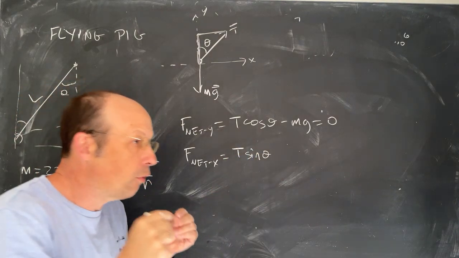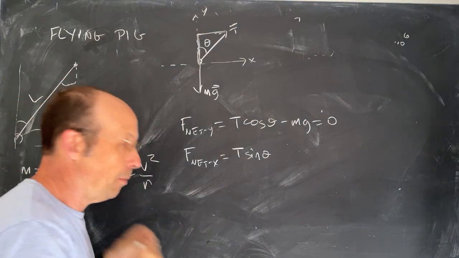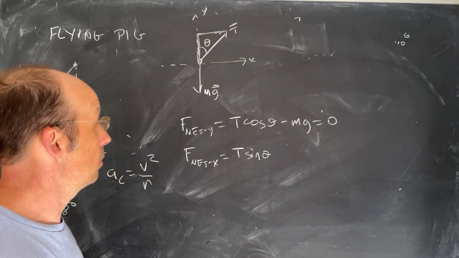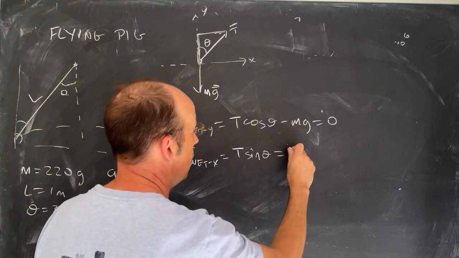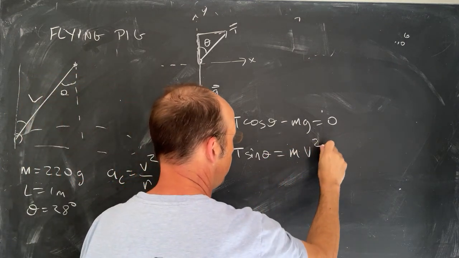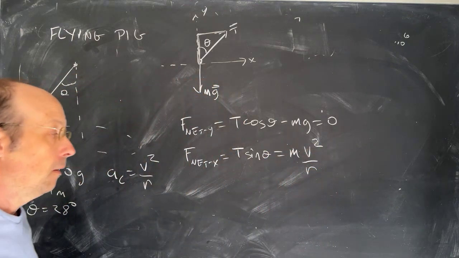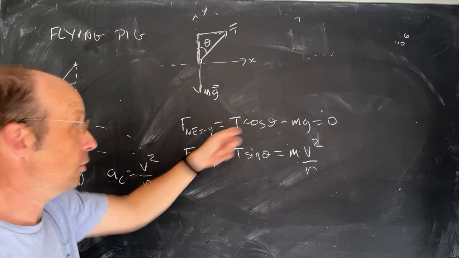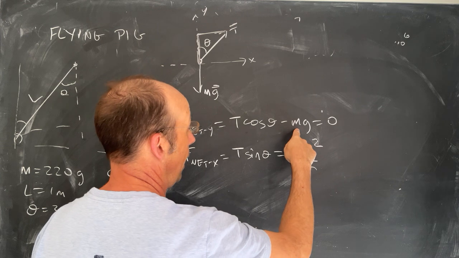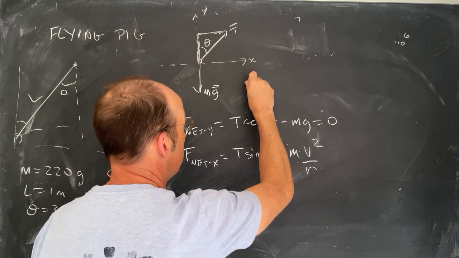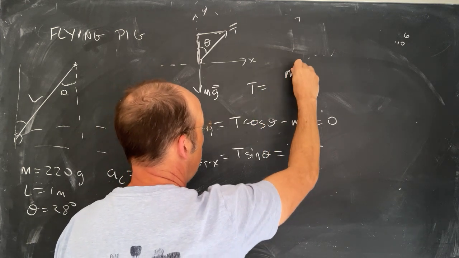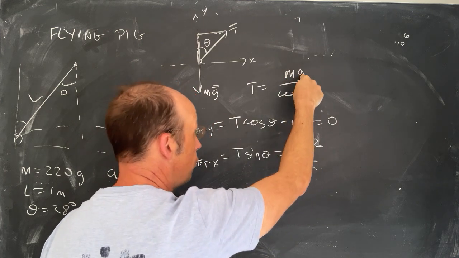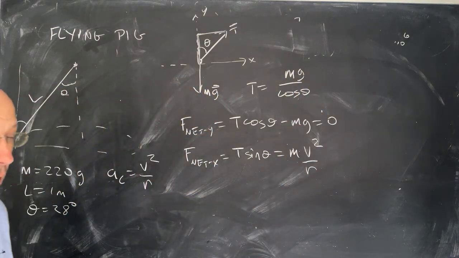So again, don't just say x component cosine, y component sine. Here's one of those cases where that's not true. Okay. And that's going to be equal to the mass times acceleration, which is v squared over r. Now, I can solve for T, right? That's not so hard. If I add mg to both sides, I get T equals mg divided by the cosine of theta. I know m, I know g, I know theta, so I know everything there.